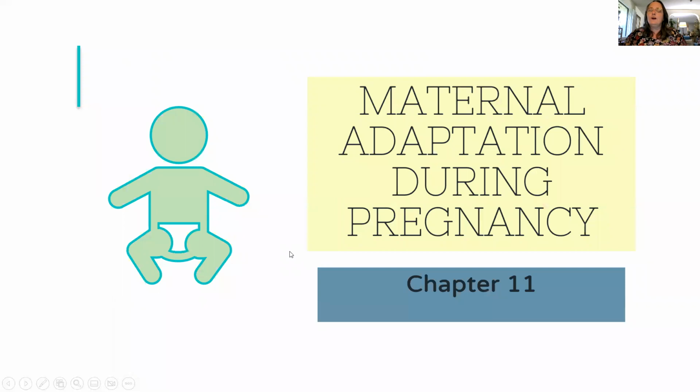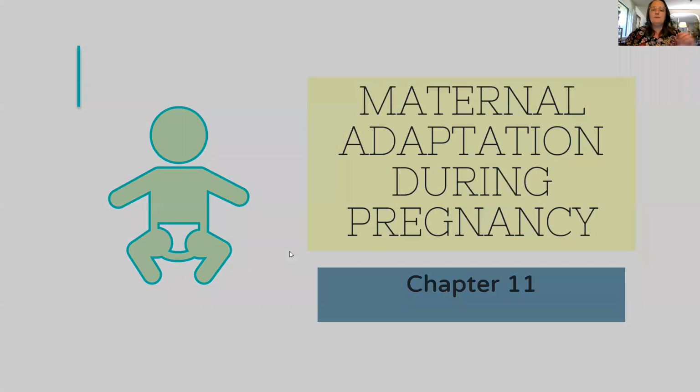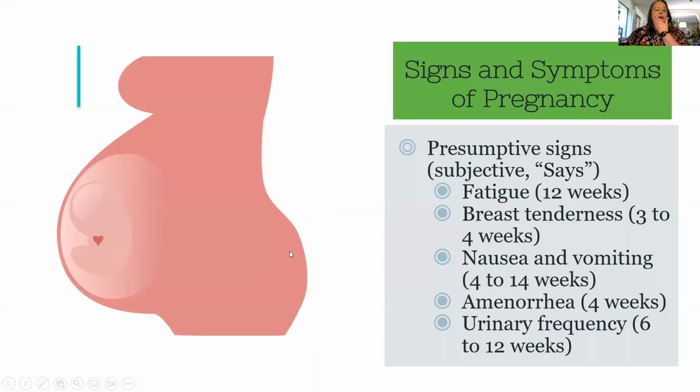Okay, so now we're going to move on into looking at maternal adaptation during pregnancy. And this is an important concept because NCLEX likes to ask this question. So when we're looking at signs and symptoms of pregnancy, we have three different types of signs and symptoms. We have presumptive, which is subjective. And so I like to remember the S means says. This is what the patient says is happening.